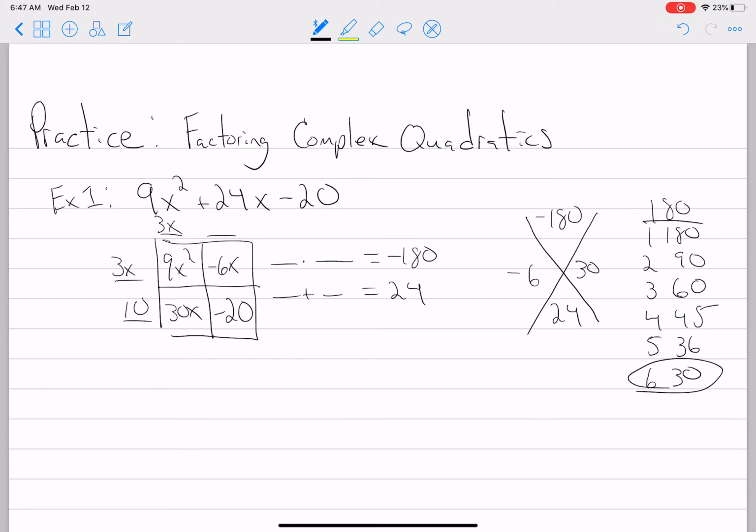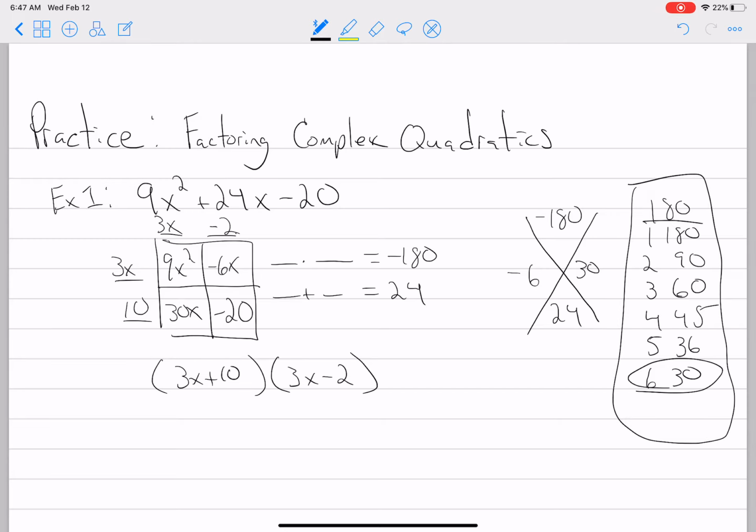3x times 10 is 30x. 3x times negative 2 is negative 6x. And negative 2 times 10 gets me that negative 20. I am in good shape. I just factored this. So that means it was factored to 3x plus 10 times 3x minus 2. Bong bong, that's the first one. Hopefully you got that one without me. But use this strategy of breaking down the factors of whatever you need to multiply. It's very useful.